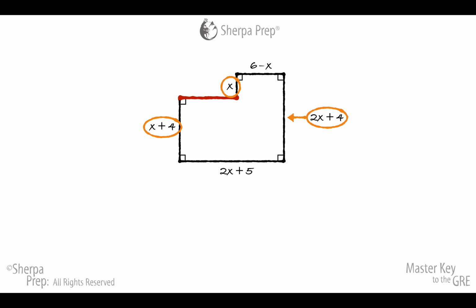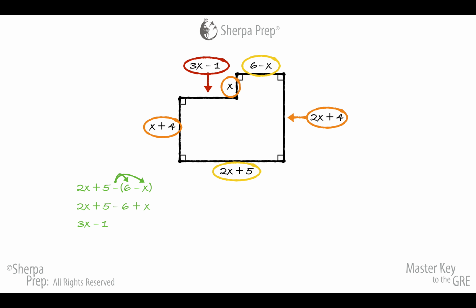A bit trickier is the length of this length over here. We know logically it should equal this length down here minus this length over here. In other words, our missing length should be the 2x plus 5 minus the 6 minus x. Now, when we do the algebra, remember to distribute the negative both to the 6 as well as to the negative x. In other words, this should be 2x plus 5 minus 6 minus negative x, which of course is plus x. In other words, when we combine the like terms, this length is 3x minus 1.